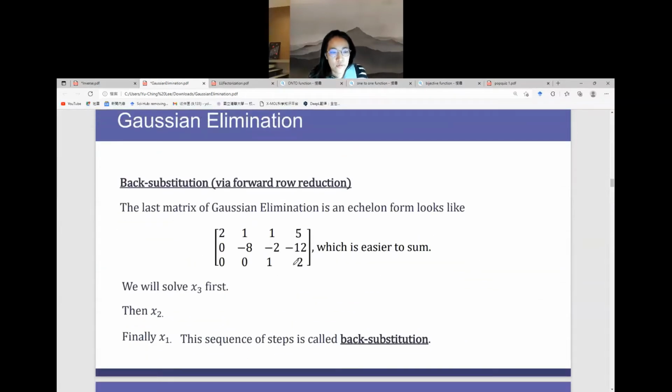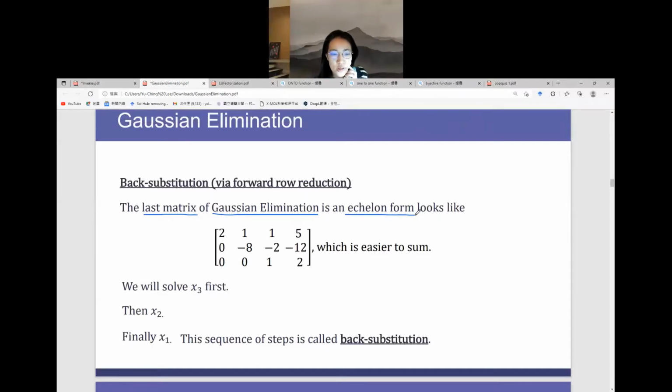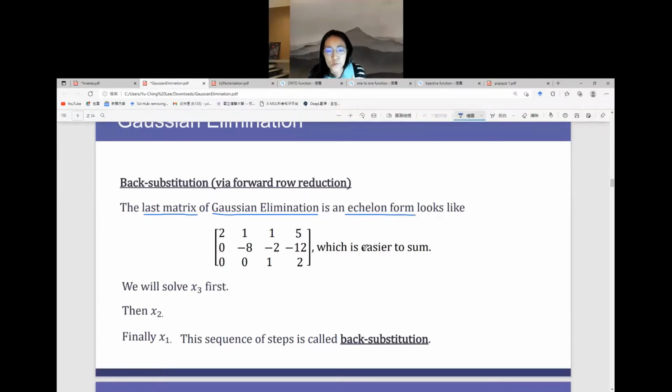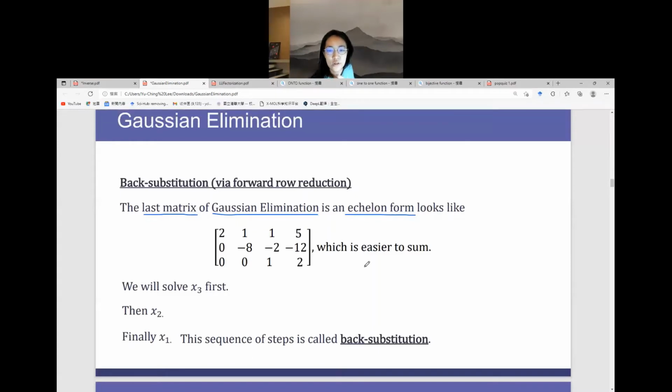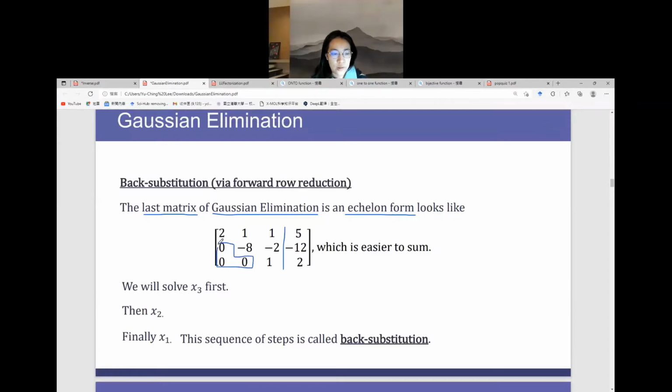Okay, then eventually we got the final matrix of Gaussian elimination, 高斯消去法, and it should be an echelon form. If it's not an echelon form, what should we do? We should continue to do the forward row reductions until it reaches an echelon form. So the solution is much easier to find. We will solve x3 first. Why? Because x3 is equal to 2. We can see it directly.